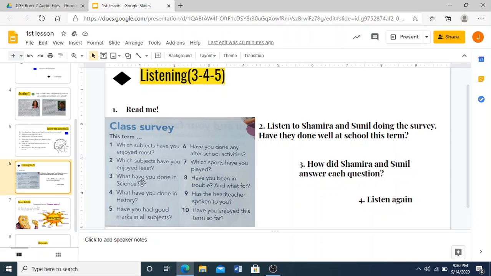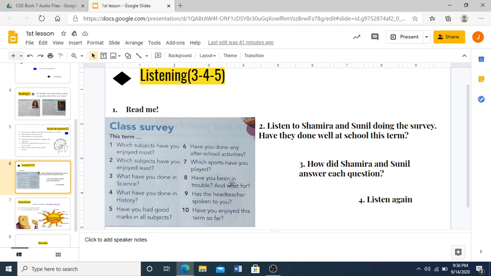So number 1, which subjects have you enjoyed most? Number 2, which subjects have you enjoyed least? 3, what have you done in science? 4, what have you done in history? 5, have you had good marks in all subjects? 6, have you done any after school activities? 7, which sports have you played?